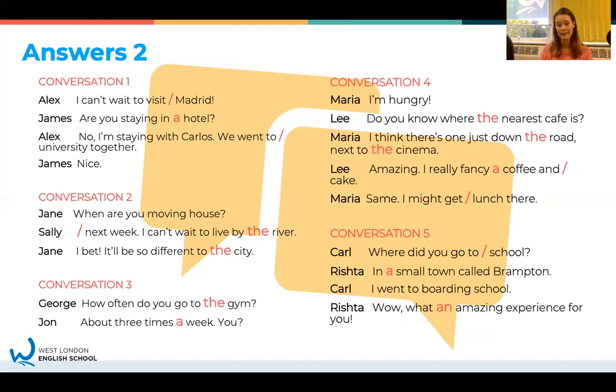I live in London. The second one, are you staying in a hotel? This is because hotel is a countable noun and singular here. So 1 hotel, 2 hotels, 3 hotels, countable.